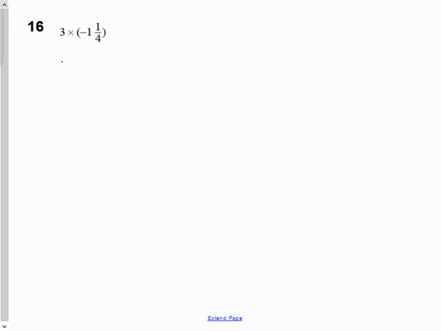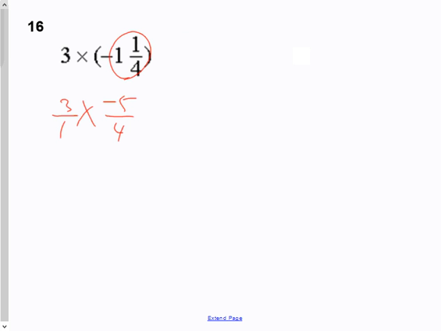Question number 16 is the product of 3 and negative 1 and 1/4. Now remember, because of the associative property of multiplication, I could technically do this if I wanted to. This is the same question, but that's not what it asks. So 3/1 multiplied by negative 5/4. Remember, if you're changing this to an improper fraction, just ignore the negative symbol until the end.